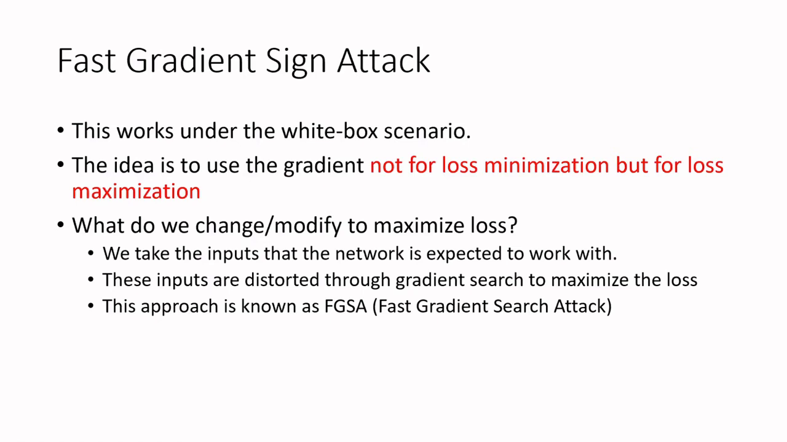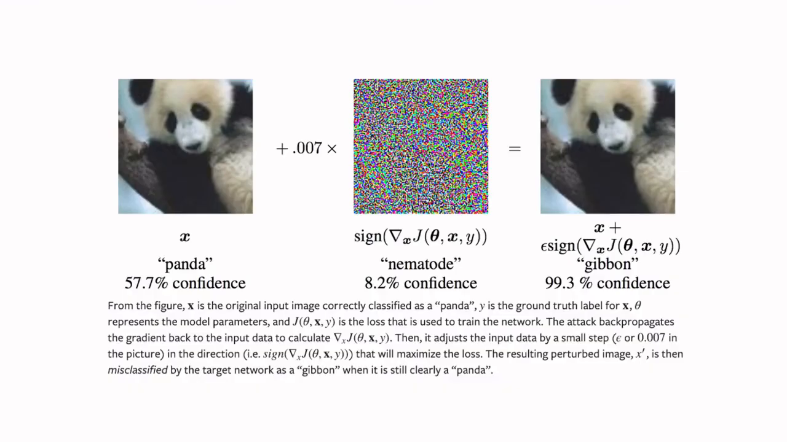Now, in order to maximize the loss, what do we need to change or modify? We take the inputs that the network is expected to work with, and we modify these inputs, we distort these inputs a little bit through gradient search to maximize the loss. So that when the network looks at these perturbed or disturbed or modified inputs, it will produce an incorrect result.